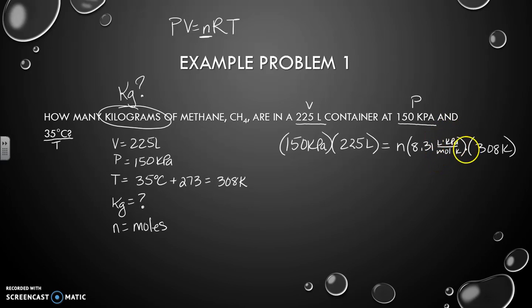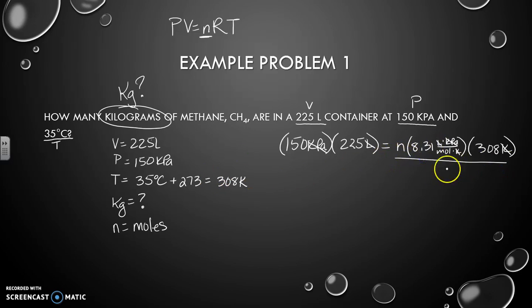I don't care which one you do, just as long as you make sure you keep track of your units. I'm going to go ahead and cross mine out now because I know that these are all going to cancel, and I'm left with moles. So get N by itself, divide both sides, do your math.